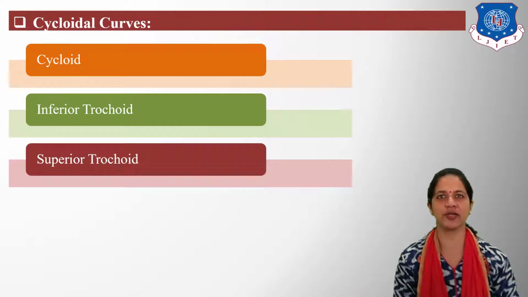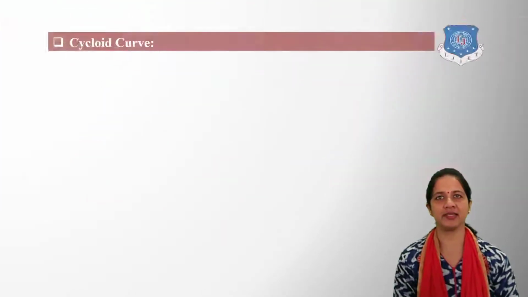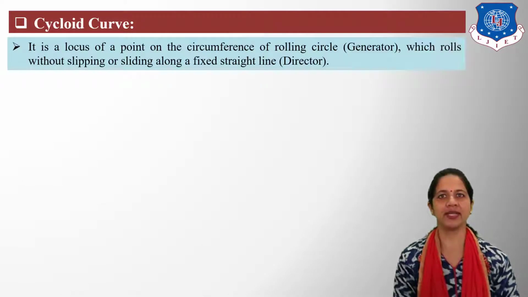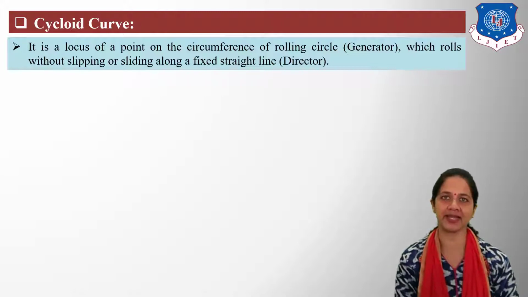In this session, we are going to learn cycloidal curves, which are cycloid, inferior trochoid and superior trochoid. Let us start with cycloid curve. What is cycloid curve? It is a locus of point on the circumference of rolling circle or generating circle which roll without slipping or sliding along a fixed straight line, or it's called director.